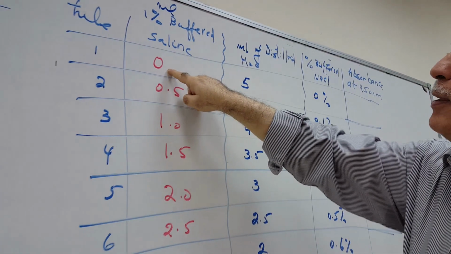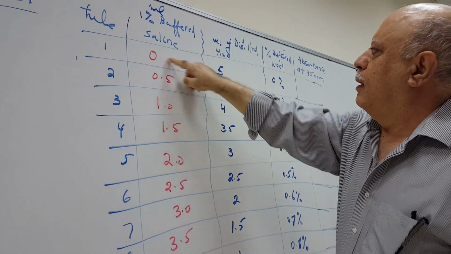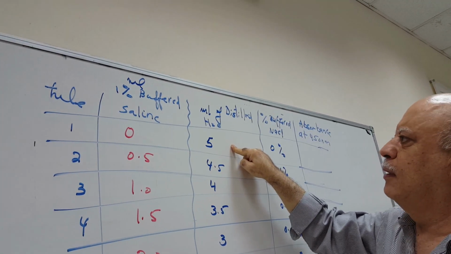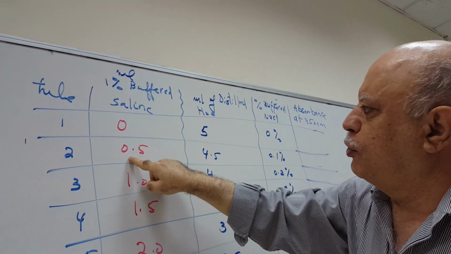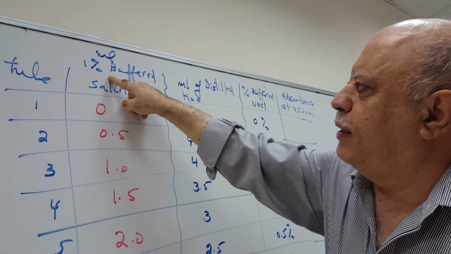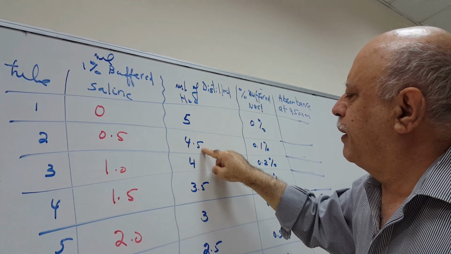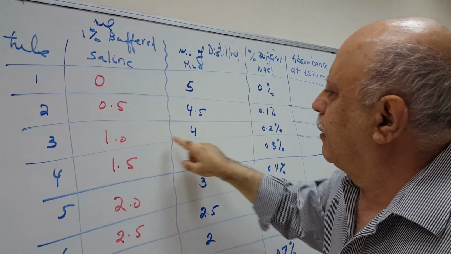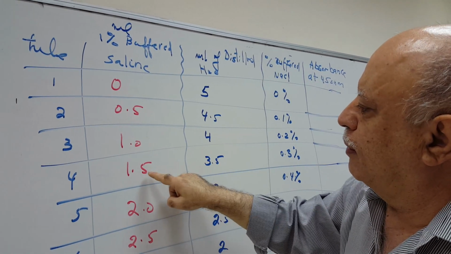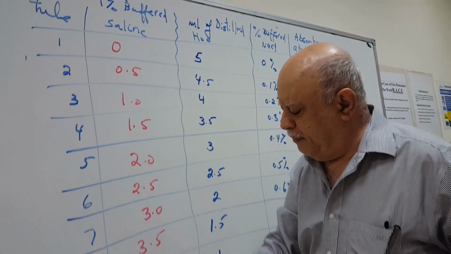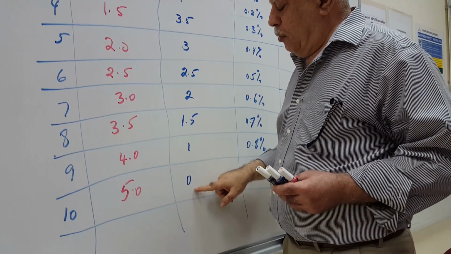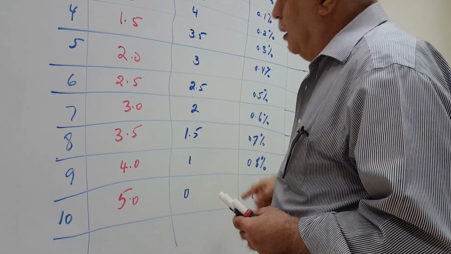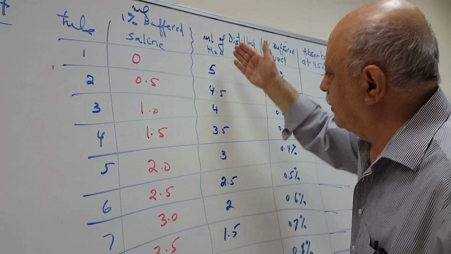In tube number 1, we put 0 milliliter saline and 5 milliliter water. Here there is no dilution, 100% distilled water. In tube 2, 0.5 milliliter of this 1% saline and 4.5 milliliter of distilled water. In tube number 3, 1 milliliter saline, 4 milliliter of water, and so forth. Tube number 10, 5 milliliter saline, 0 milliliter of water, meaning no dilution.